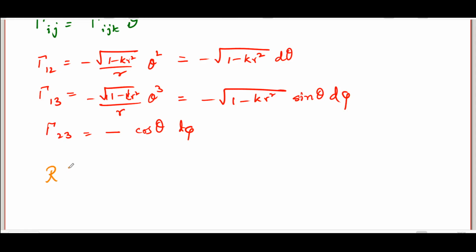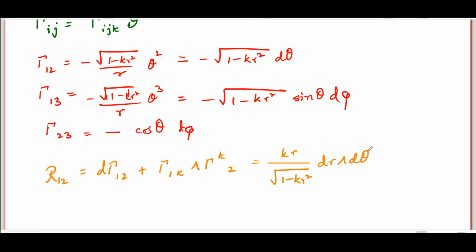So curly R12 will simply become, according to the formula, d of gamma 1,2. This is Cartan's second structural equation. Plus gamma 1k wedge gamma k2. This one requires a bit of calculation. Not much, but still. It's going to be kr by root over 1 minus kr square. Right, that's the derivative. dr wedge d theta.